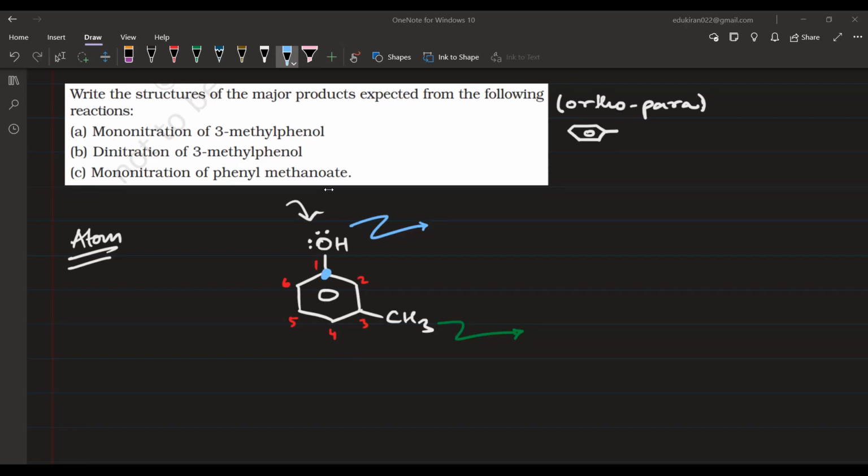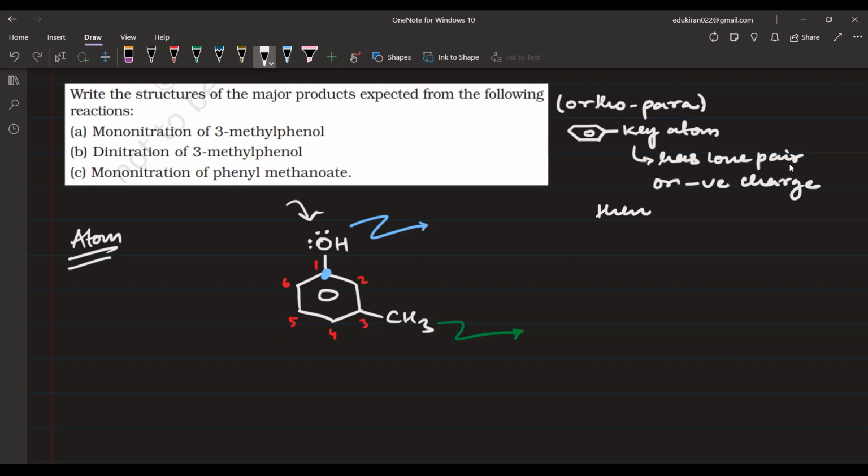Does oxygen have lone pair electron? Yes. So this atom here, जो benzene ring के साथ directly attached होता है, उसको हम बोलते हैं key atom. क्या बोलते हैं उसको? Key atom. Now, if this key atom has lone pair or negative charge, then it will be ortho para directing.